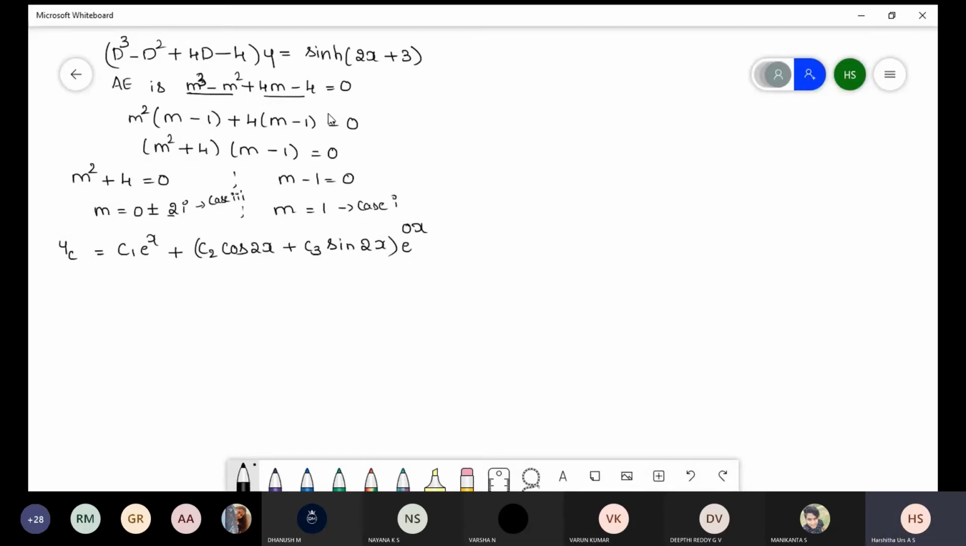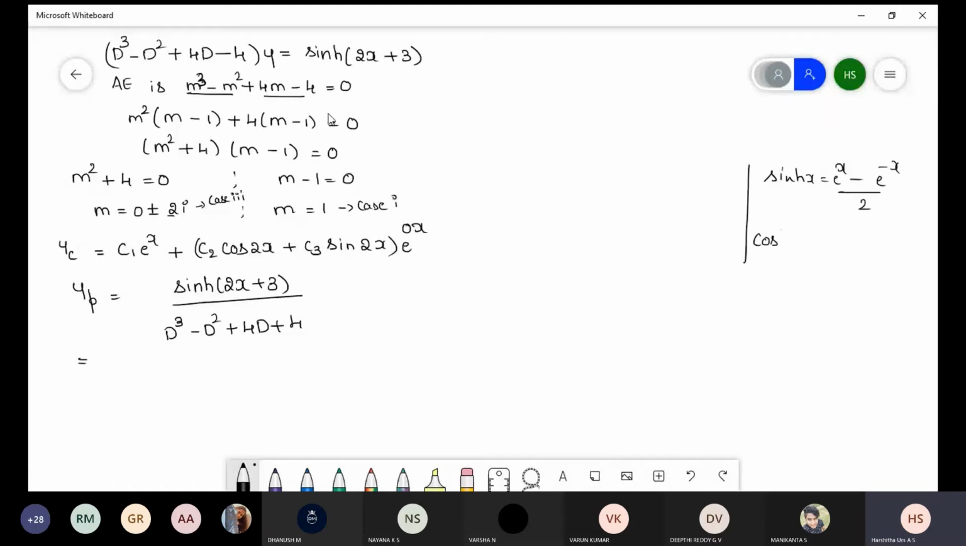Next, yp. Yp is what they have given on the RHS, sine hyperbolic 2x plus 3, divided by D cube minus D square plus 4D minus 4. Now we have to write the formula for sine hyperbolic. I write here: sine hyperbolic x is equal to e power x minus e power minus x divided by 2, whereas cos hyperbolic is e power x plus e power minus x divided by 2.